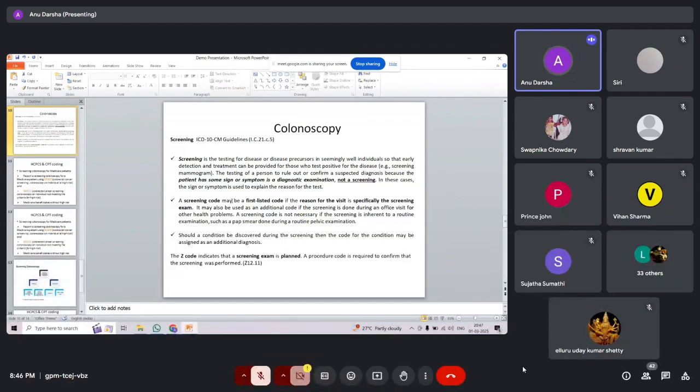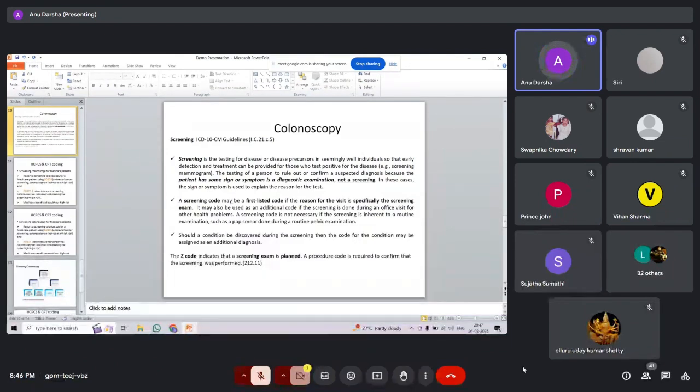So for them, the interval will be more, maybe 10 years, 12 years, or even 15 years, once they have to undergo this screening. Okay, so this is about the Medicare payer if the procedure was diagnostic.